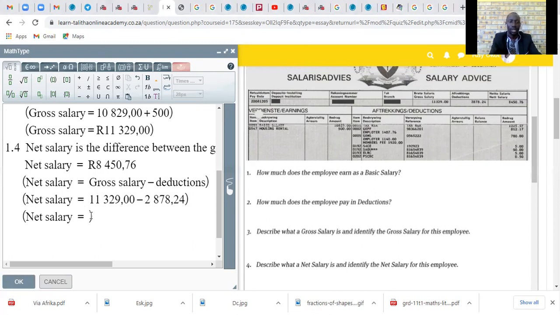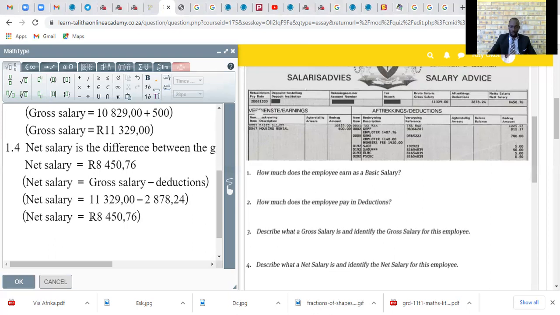8,000. That is 8,450.76. So yes, this is how the net salary is calculated. Now, at least we have seen how net salary is calculated, how gross salary is calculated, how the deductions are calculated.